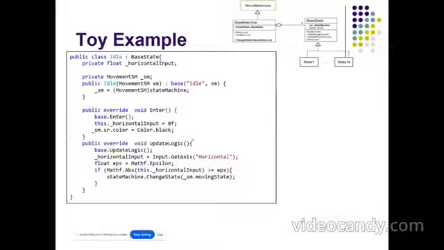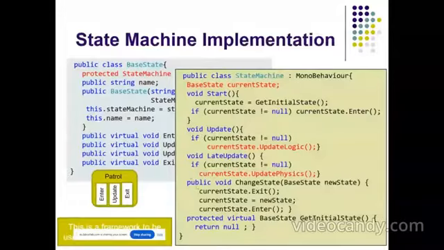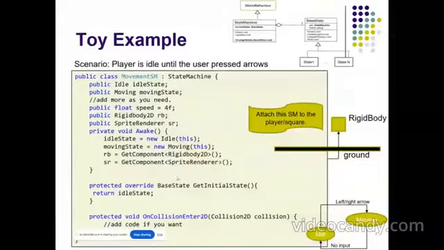Now the update logic is the method that keeps being called. It's like the update that keeps being called by Unity. And this happens because if you look here in the update method, which is the method that keeps being called by Unity, we are calling update logic. So update logic is inside update, so it will keep being called.